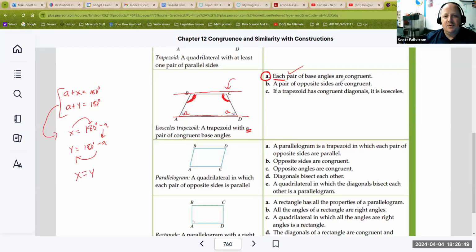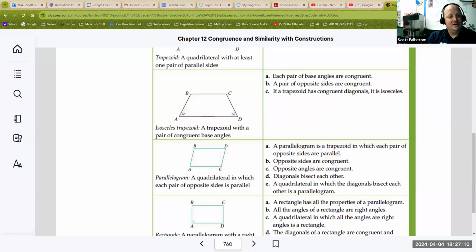Let's see here, what else? Each pair of opposite sides are congruent. So now we're talking about sides. I think if I was going to do this one, this is where I could draw it on this one shape, but I think it's easier if you recreate it, so you have almost two versions of the shape.